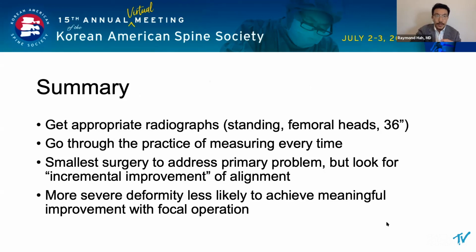So in summary, just get appropriate radiographs, get the femoral heads, go through the practice of measuring. I look at pelvic tilt and the PI-LL mismatch on the degenerative patient, and then we'll get a scoliosis film if I feel like there is any imbalance. And really, in the degenerative realm, we are looking at the smallest surgery to address what their primary problem is, but look for ways to gain incremental improvement of the alignment. And for patients who do have more severe deformity on these measurements, they're probably less likely to achieve meaningful improvement with a focal operation. And these people should be certainly carefully counseled, but potentially offered more invasive procedures.